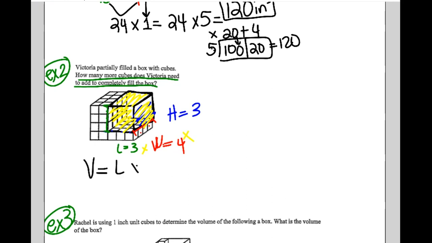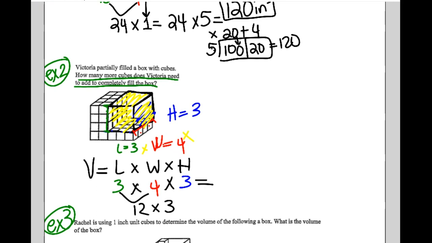Volume equals length times width times height. All right, let's fill it in. Our length is 3. Our width is 4. Our height is 3. And then we solve. Again, start from left to right. 4 times 3 is 12. 12 times 3 is what? Who knows our 12's facts? All right, 36, correct. So it would be 36.